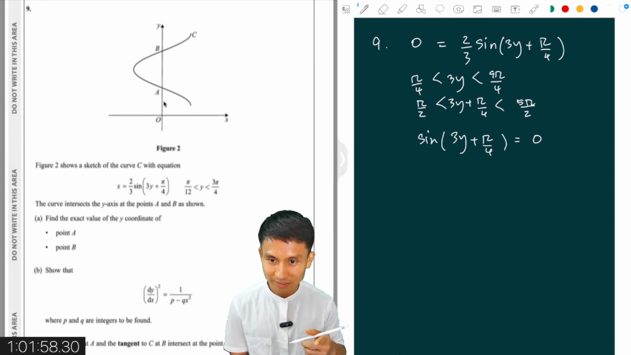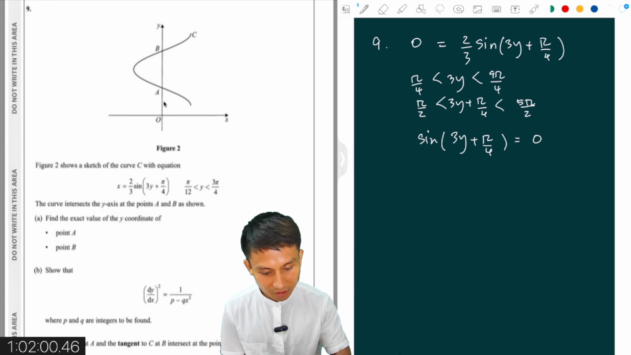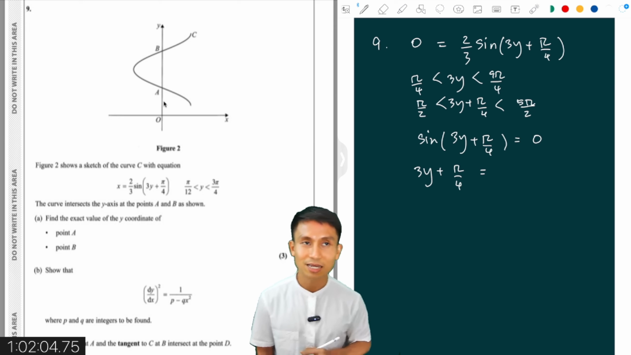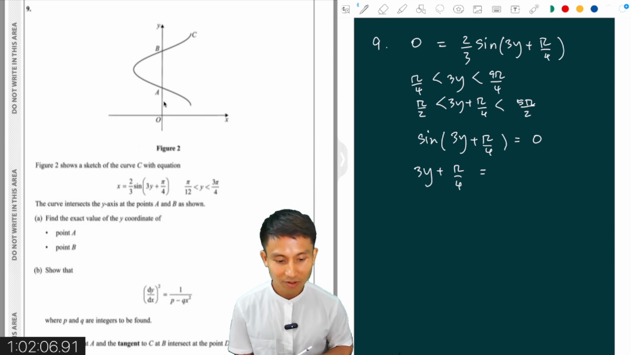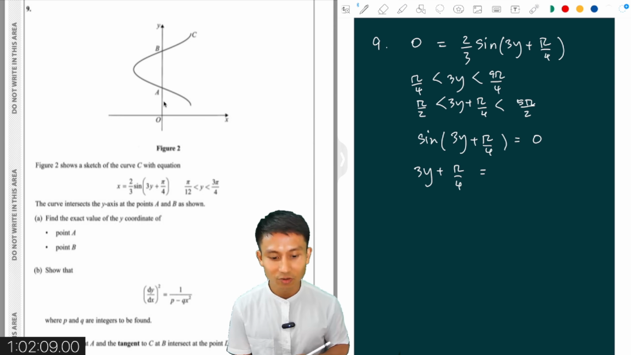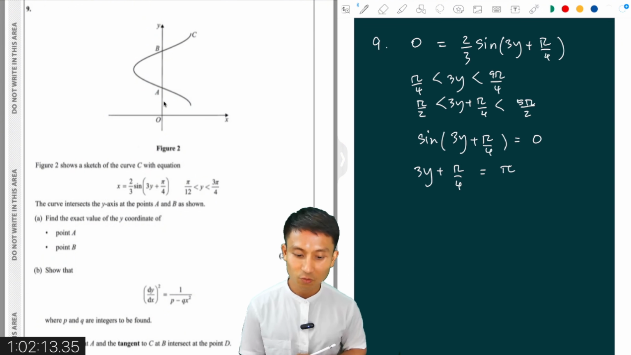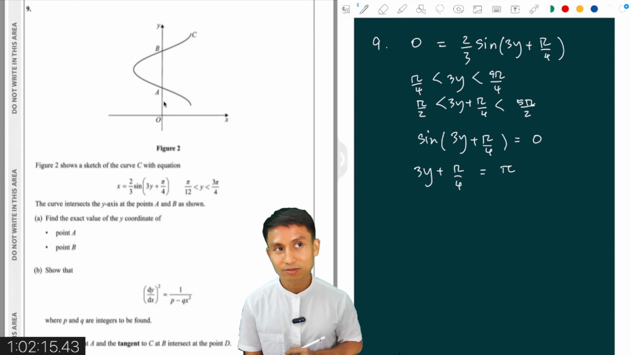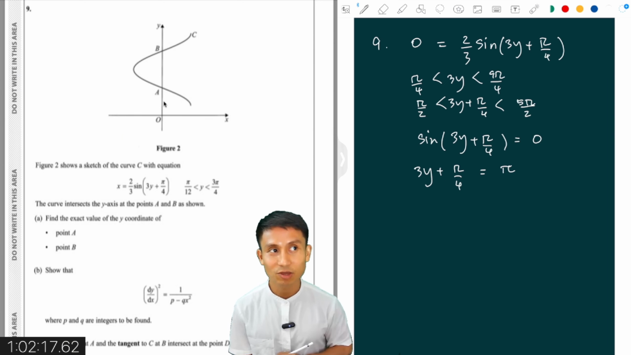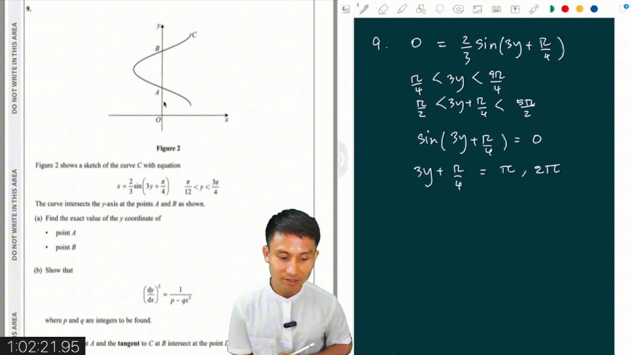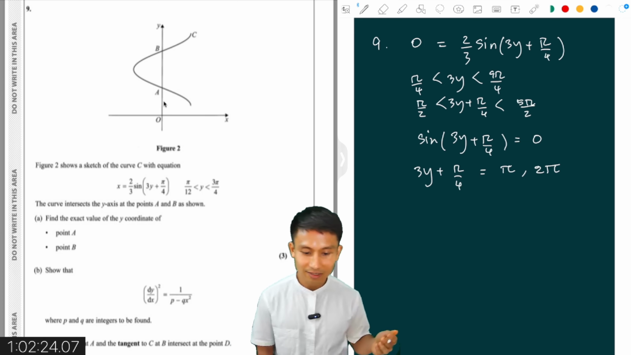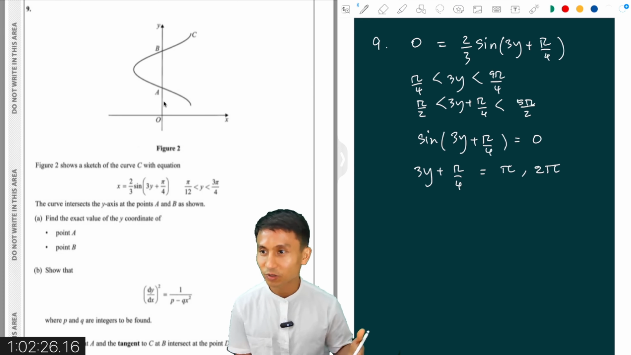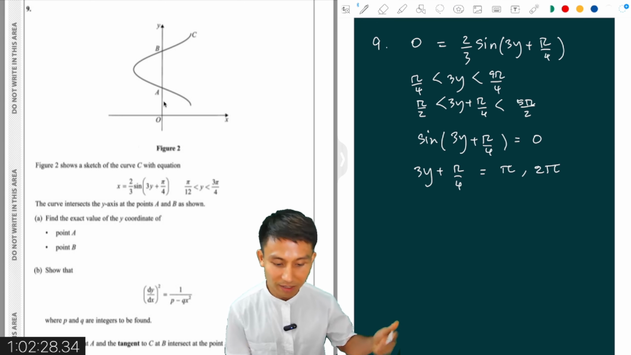So we're going to solve this, yeah? So 3y plus pi over 4 gives arcsine 0. Arcsine 0 is just 0. But 0 is not in the bound, so we got to use pi, right? Yeah. The first one after 0 is pi, and then we also have 2 pi. 2 pi is still in the range, and that's it. That's it, because we can't go more than that because we are at the bound of 2.5 pi there.